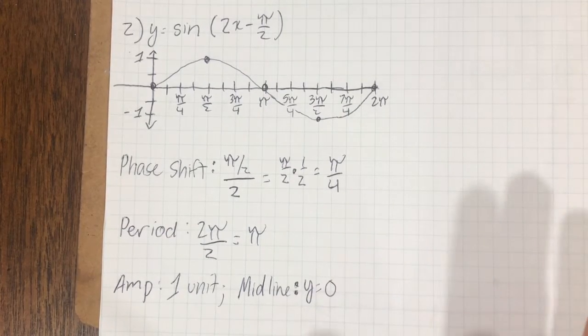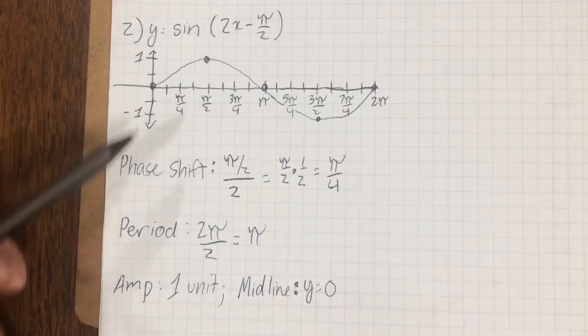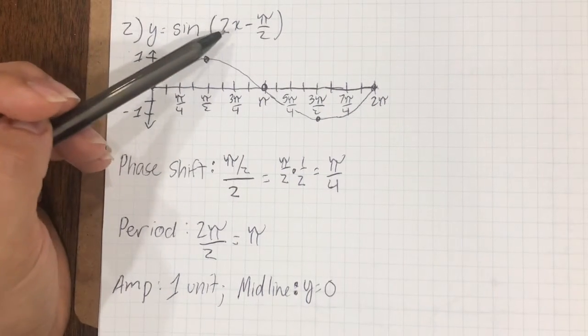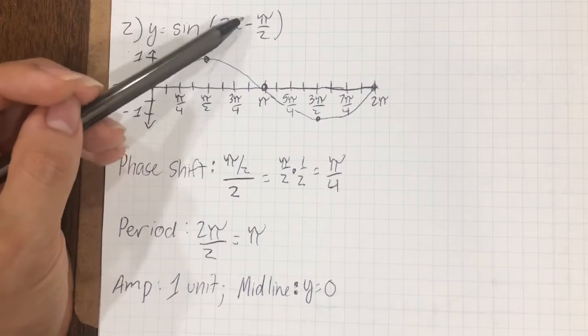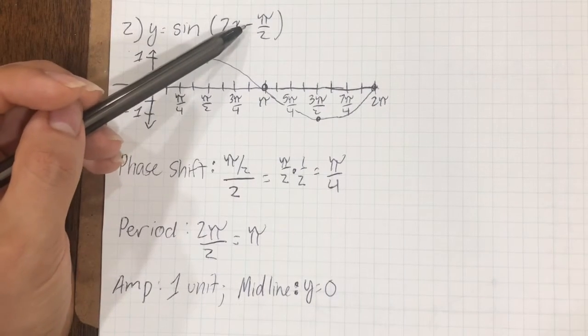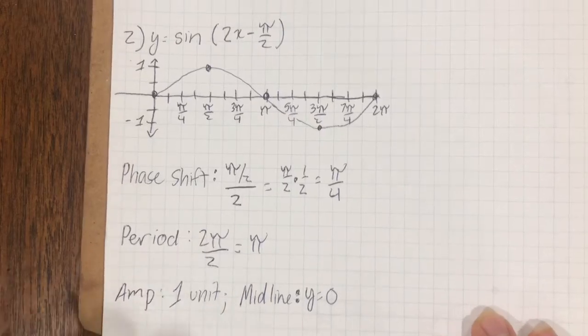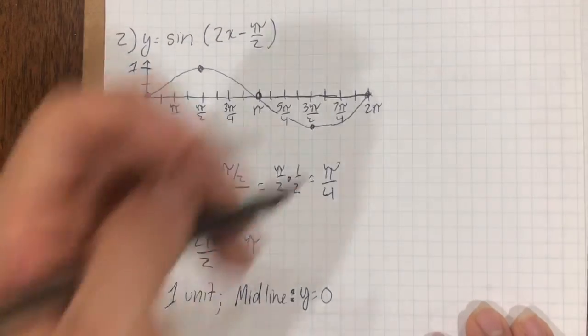All right. Now, we see that we have a 2 being multiplied to x, and then we have minus pi over 2. So we kind of have two transformations happening. So we may need to use the x and y table for this problem. So I'm going to go ahead and make an x and y table.